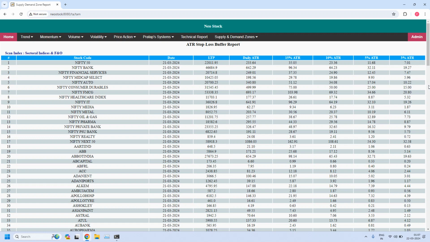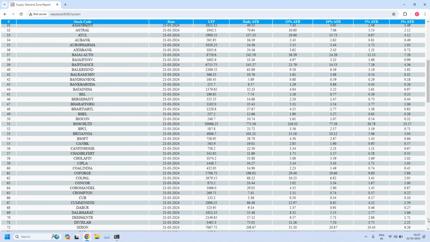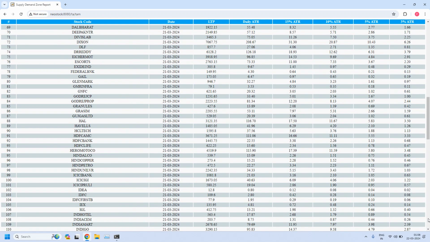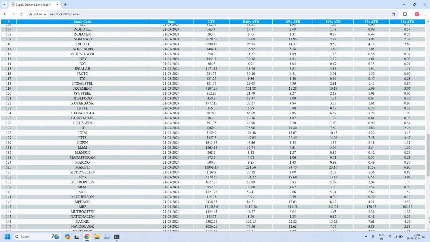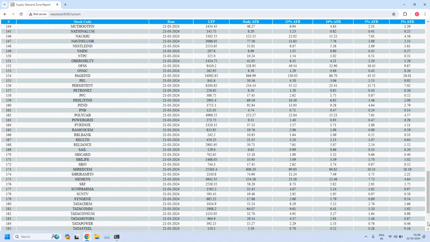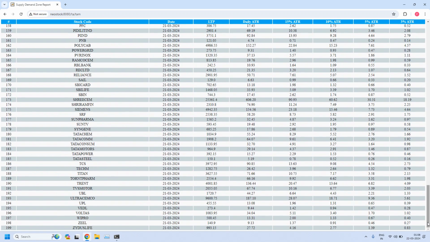What I will do is first scroll down the list. I'll keep on scrolling the list down. I'll be giving you only a few seconds. If you want to refer to any of these values, pause the video. After that, you can proceed. So this is the complete list of stop buffers based on daily ATR. Hope this information will be useful to you for your further study and analysis.